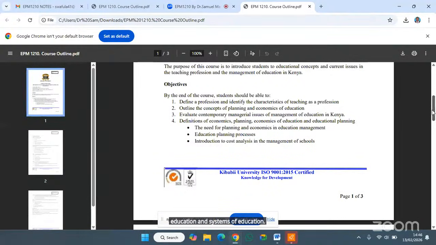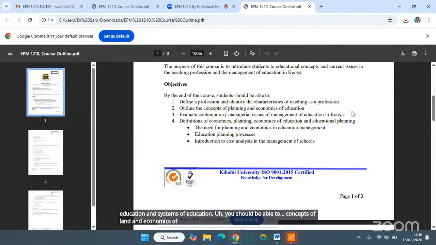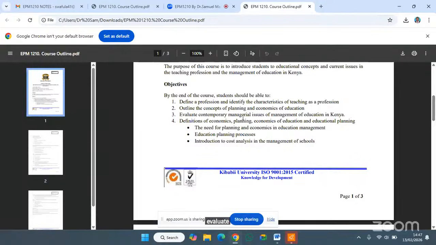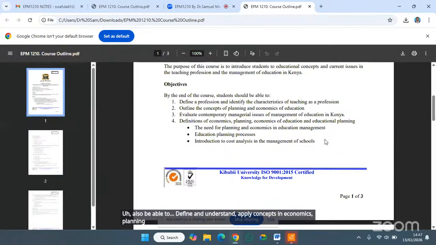You should be able to understand concepts of planning and economics of education, evaluate contemporary issues in management of education in Kenya, and also be able to define, understand, and apply concepts in economics of education and educational planning.